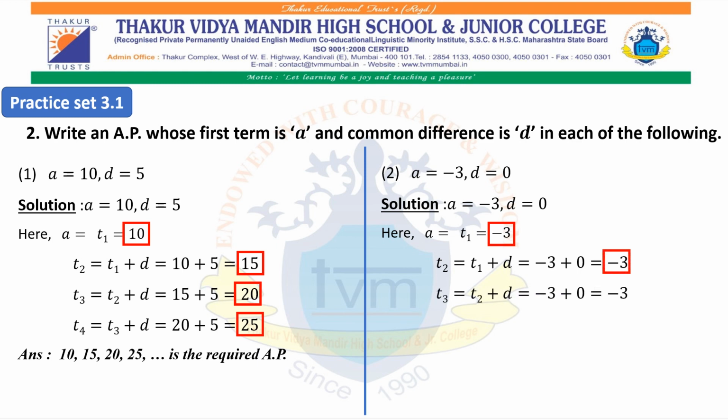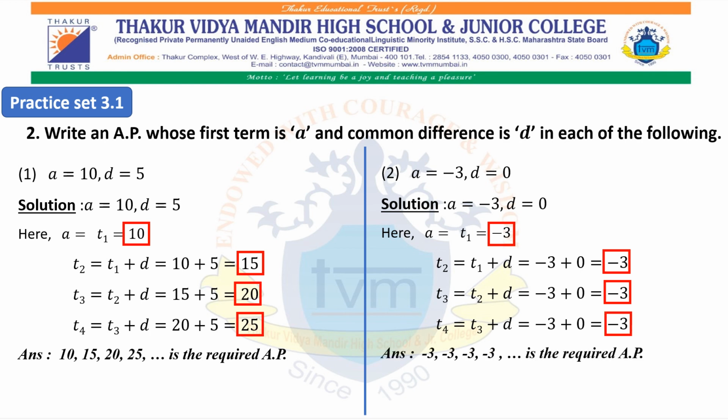For finding the third term, again the same condition, we will take the previous term T2 plus D. Here it will be minus 3 plus 0. Again we will get minus 3. For finding the fourth term, T3 plus D equals minus 3 plus 0 equals minus 3. Therefore, we can say minus 3, minus 3, minus 3, minus 3, and so on is the required AP.